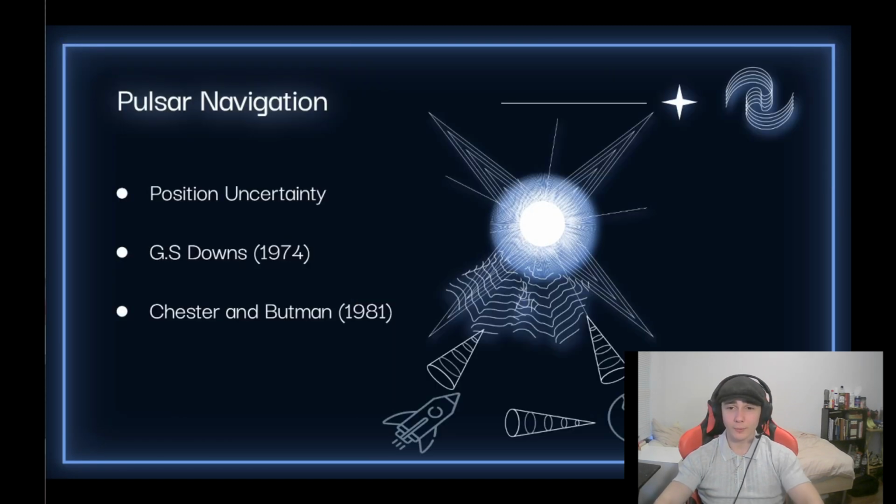In the future, we may be able to use millisecond pulsars, incredibly stable, fast-spinning neutron stars, to detect weak gravitational waves. This idea goes way back to 1974, when G.S. Downes suggested that pulsars could be used for space navigation, though the accuracy at the time was off by about 1500 kilometers. By 1981, using X-ray pulsars, that was improved to 150 kilometers.